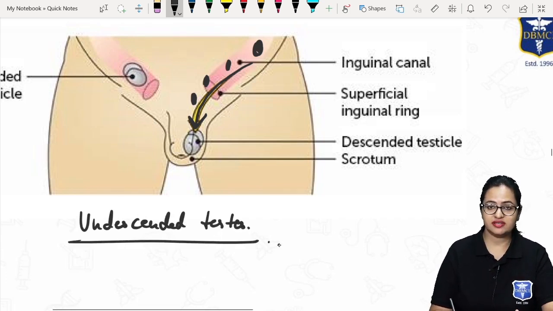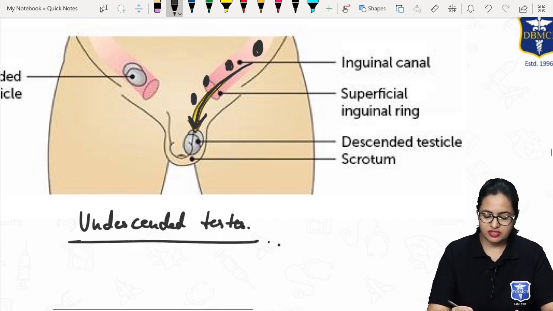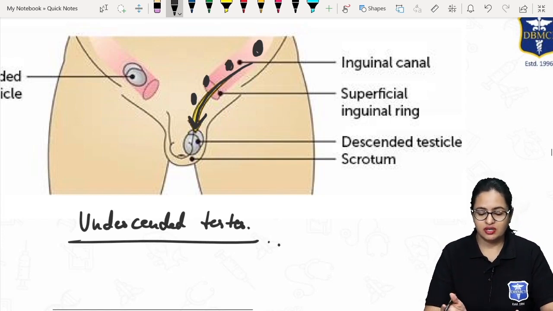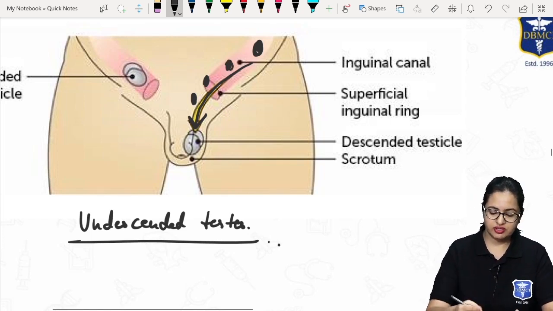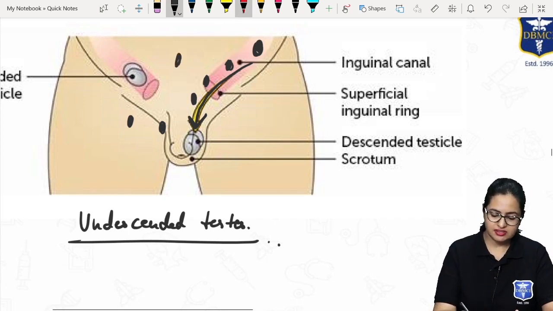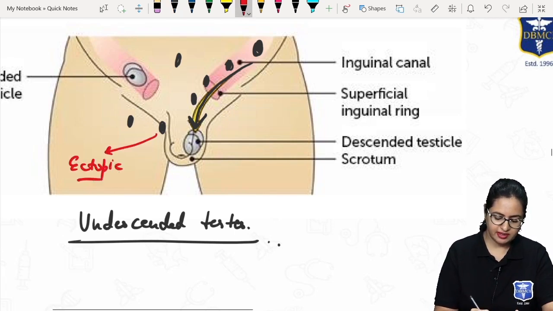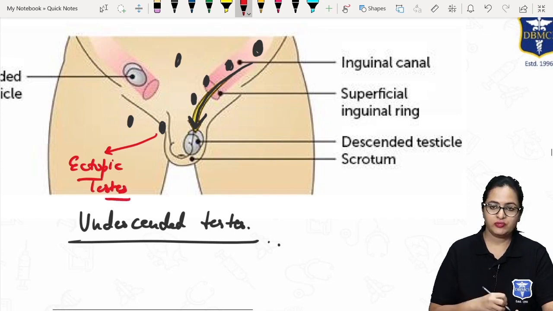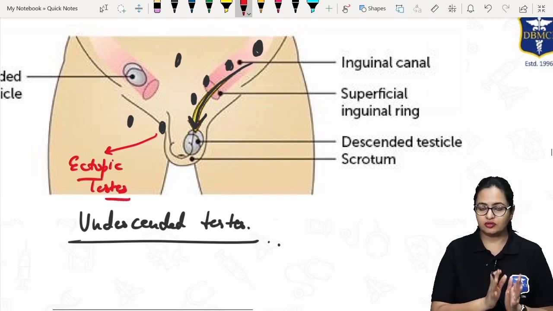Now, if the testis is present at any other location apart from the locations mentioned over here, like it can be present in the perineum, or in the thigh, or in the anterior abdominal wall, in such cases it is given the term ectopic testis. So if it is present in the perineum, this will be termed as ectopic testis, a location which is other than the normal.